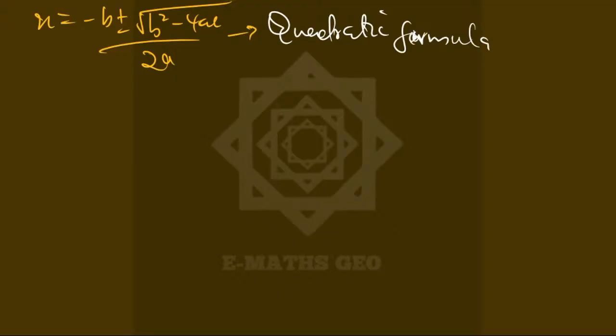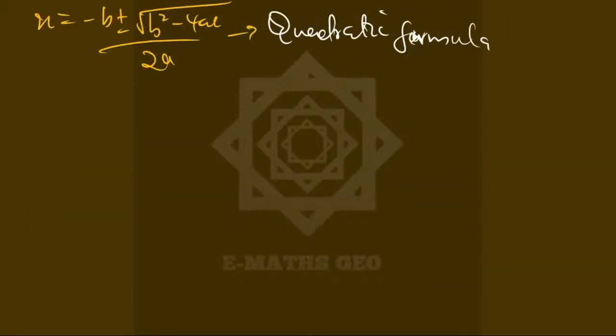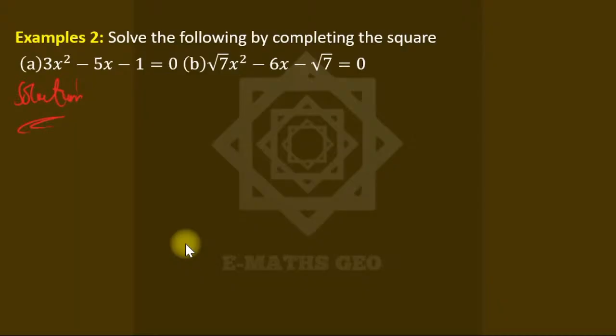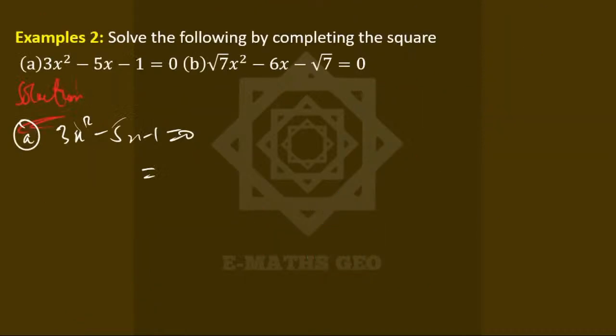So this process of doing that is called completing the square. We're asked to solve the following by completing the square. So now we are not told just to solve. They told us the method to use and the process. So we need to complete the square. Let's see. The first one, we have 3x squared minus 5x minus 1. If you follow the steps, the first thing I did is to move the constant term to the other side. So from negative 1 to 1 now.